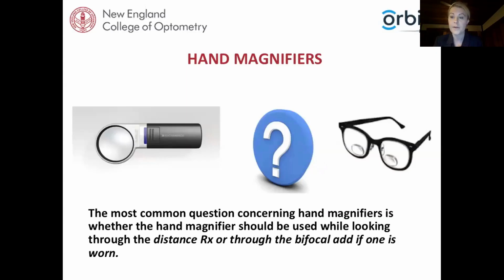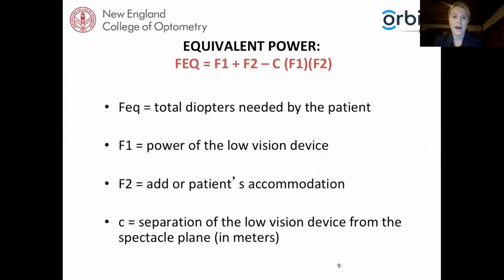hand magnifier. But one question that we often get that really requires some thought into clinical optics is whether or not the patient should be looking through the distance portion of their glasses, or if they were a bifocal wearer, should they be looking through the near addition of the bifocal while they're using their hand magnifier? And the answer is it depends.